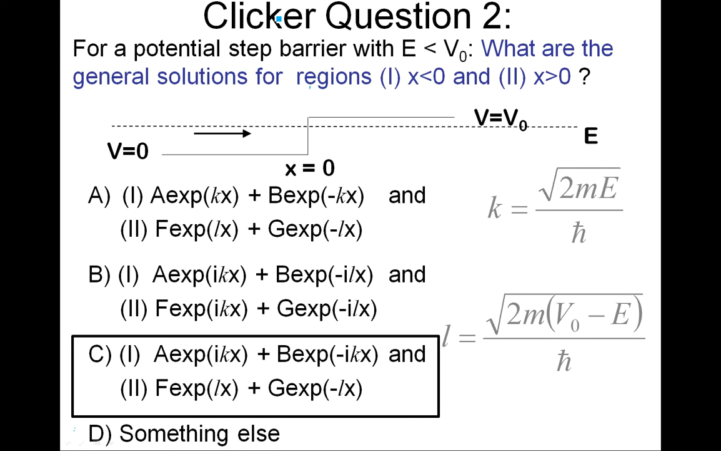Let's just talk through that real quick. First of all, our two regions: here is region 1 and here is region 2. Over here we're classically allowed, over here we're classically forbidden. So right there you know that you should have sinusoidal solutions in region 1 and exponential solutions in region 2. Now, we didn't have another option like this, so the next question is, okay, I got that, but where do you get the k's and the l's from? Well, let's see if we can explain that.